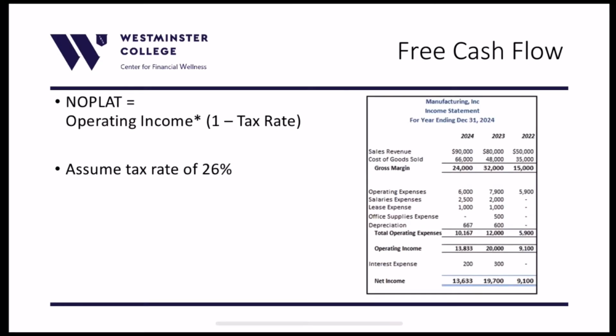And the first one is NOPAT, and that formula is operating income times 1 minus the tax rate. And in this video, we'll assume a tax rate of 26%. And as you can see from the Manufacturing Inc.'s income statement, their operating income is $13,833 times the tax adjustment, which gets you a NOPAT of $10,236.